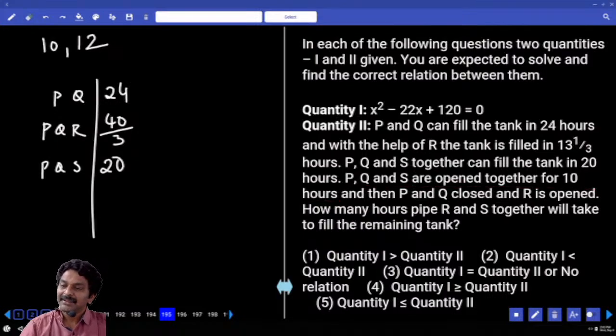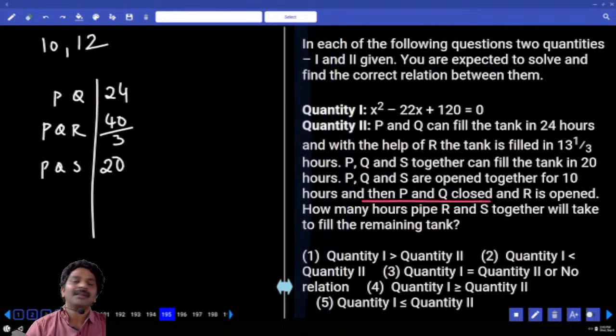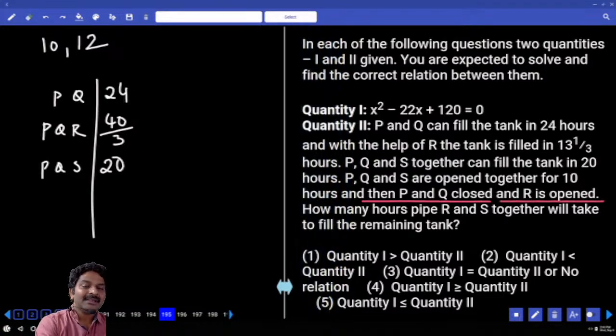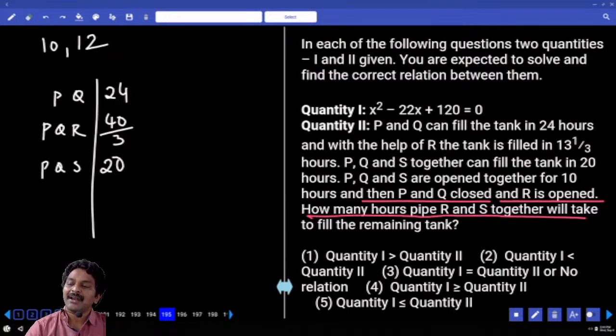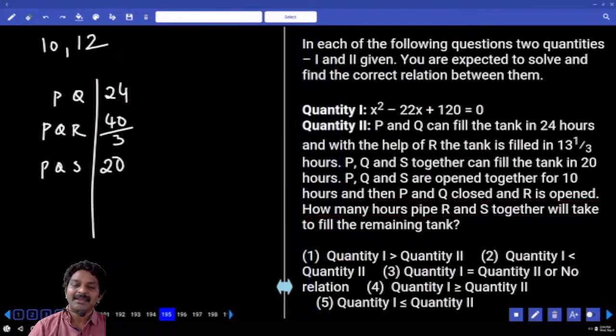Continue. Then P and Q are closed and R is open. P and Q are closed, out of P, Q, S, yes? That means which tap is already open? Yes. Along with that, which more tap is opened? That means now who are all open now? S and R. How many hours will pipes R and S together take to fill the remaining part?